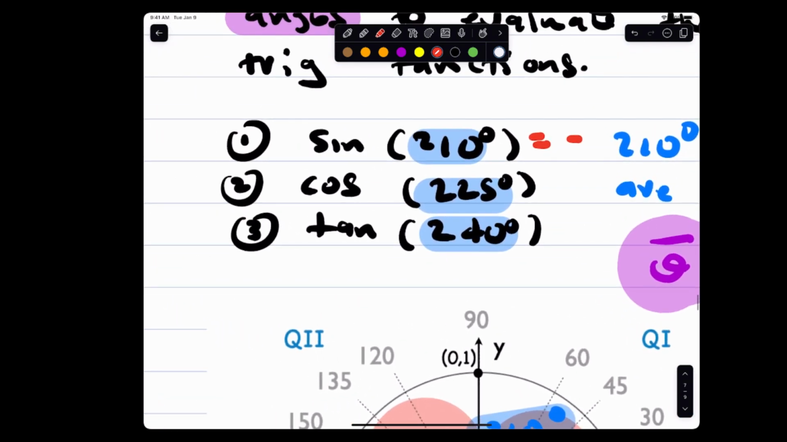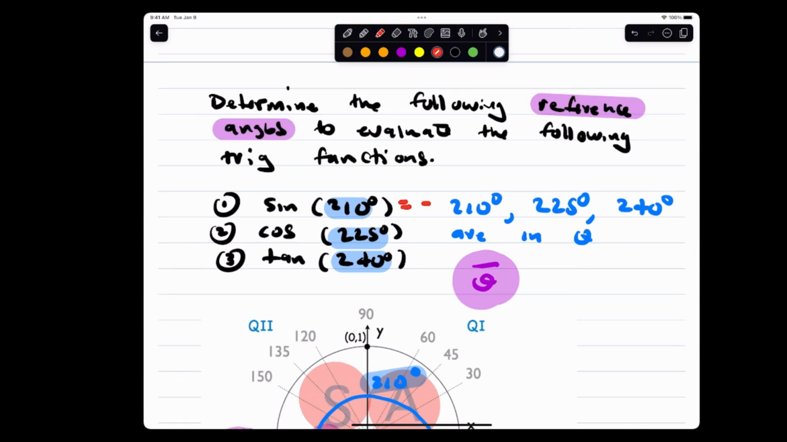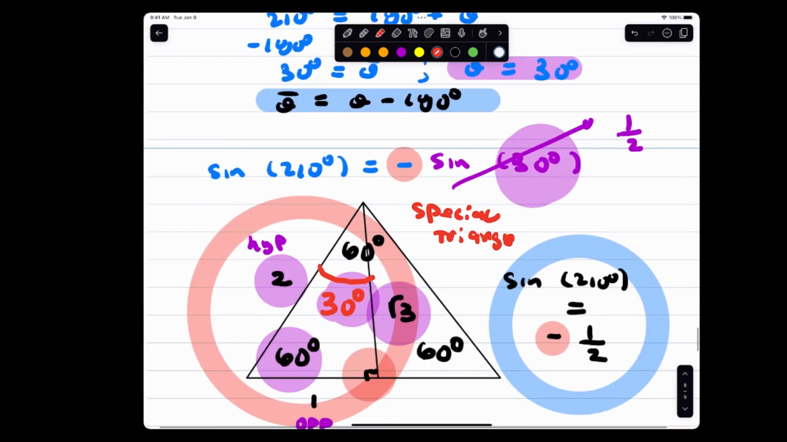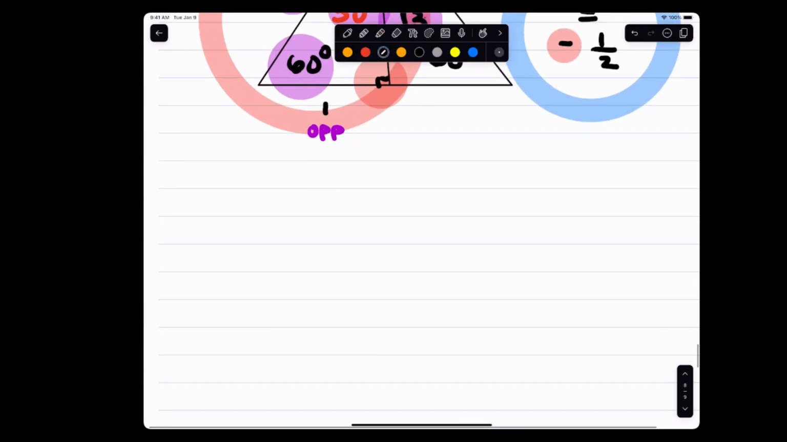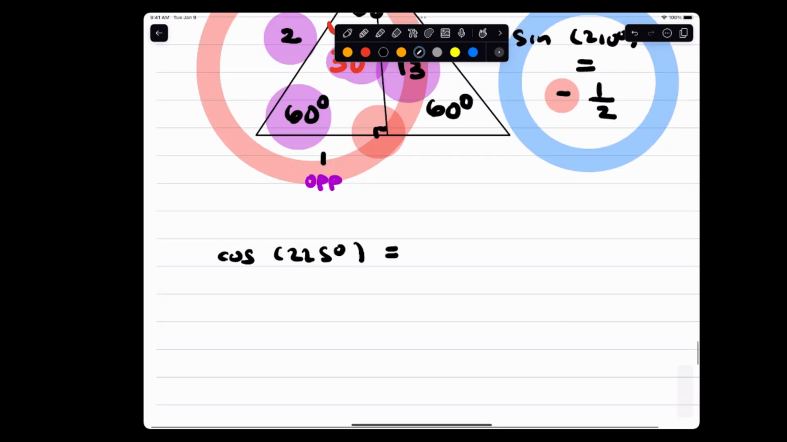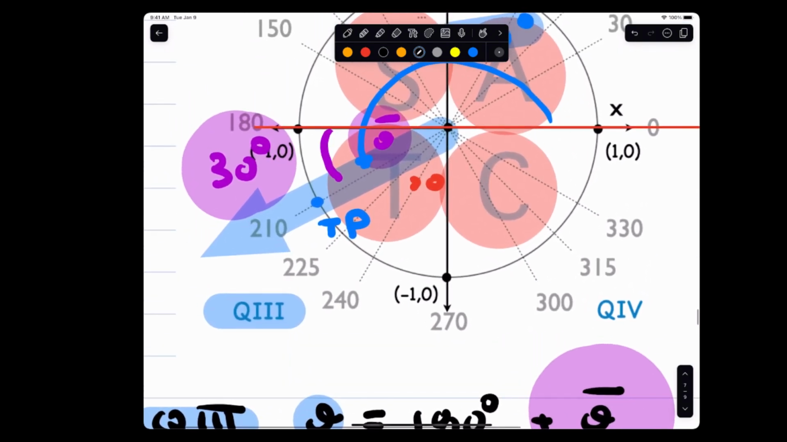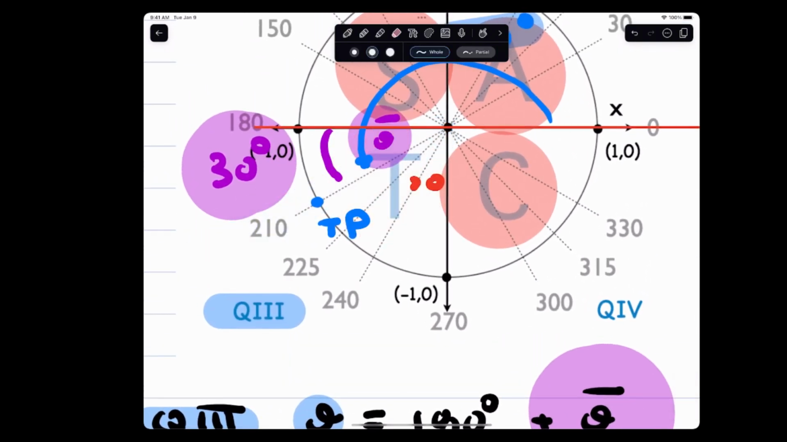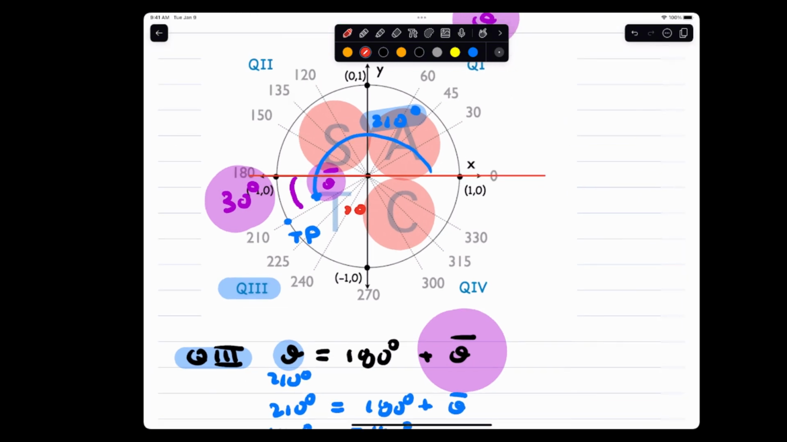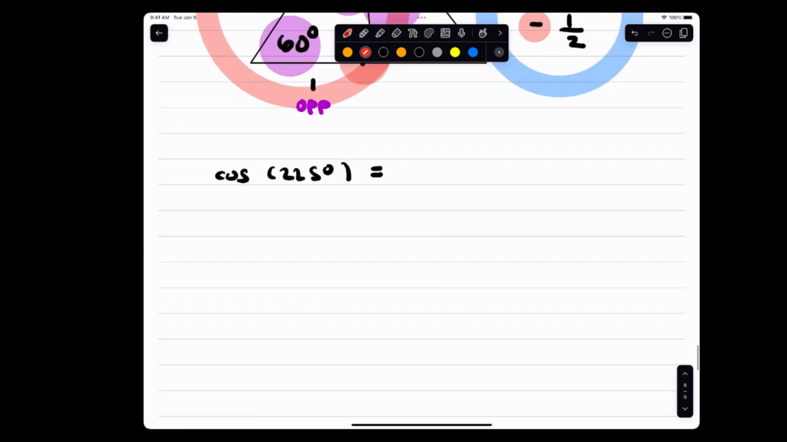Cosine of 225 degrees now. So if I said to you guys, cosine 225, I'm going to write this down. Because all students take calculus, and tangent is positive. What does that mean about cosine? Cosine has to be negative. Is that right? So it's negative.